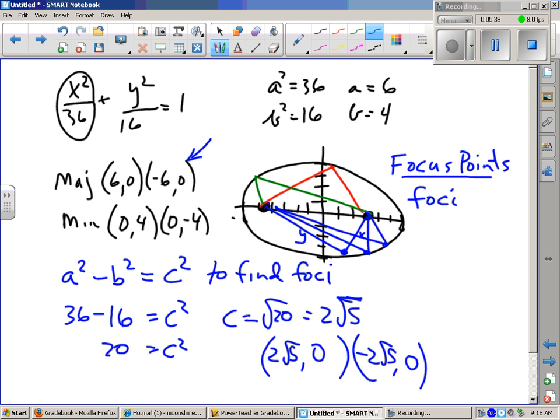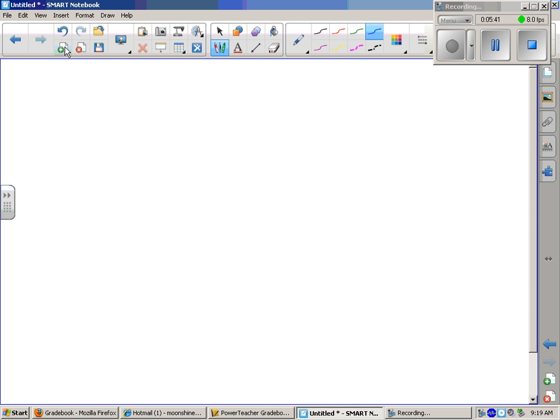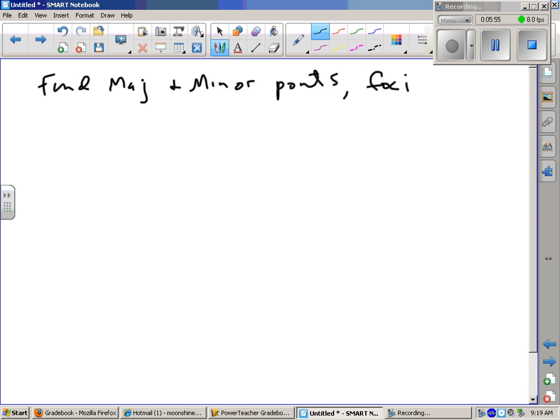All right, let's do another type, still with ellipses. I want you to find the major and minor endpoints and the foci, the focus points, given 25x squared plus 9y squared equals 225.